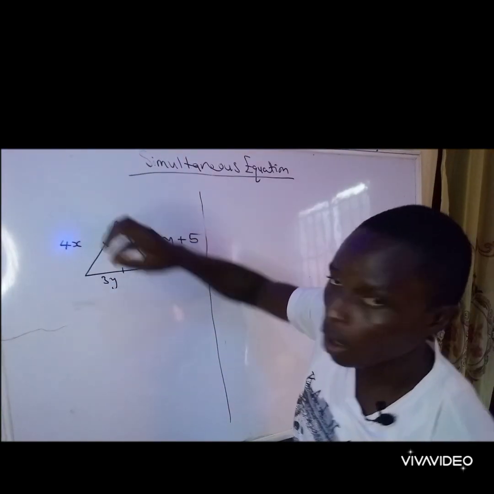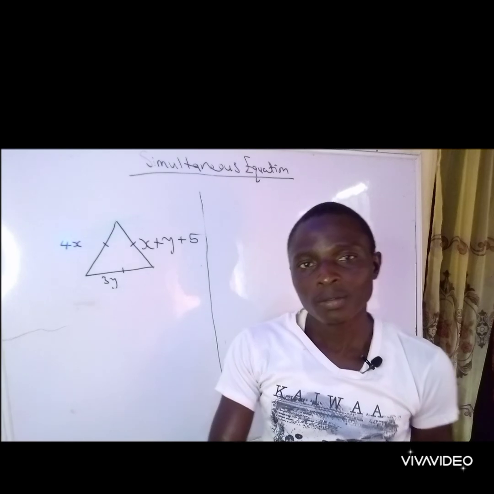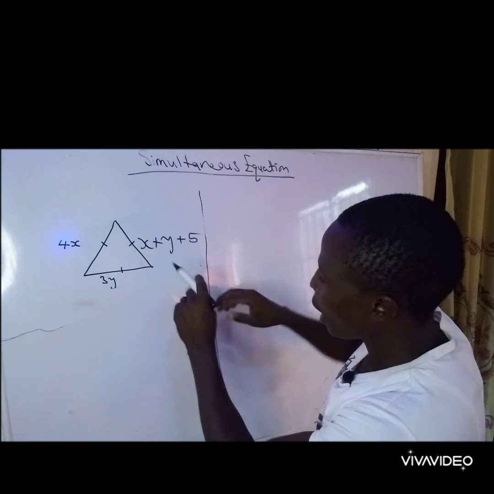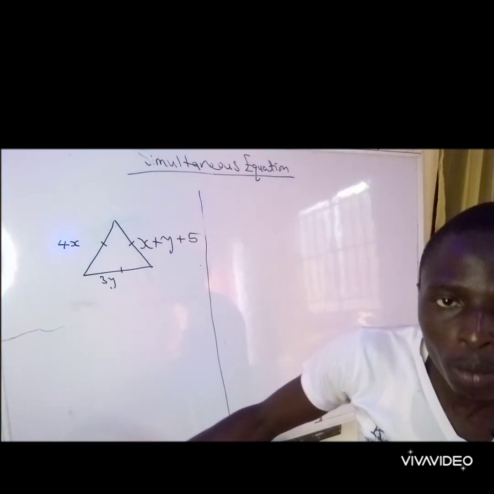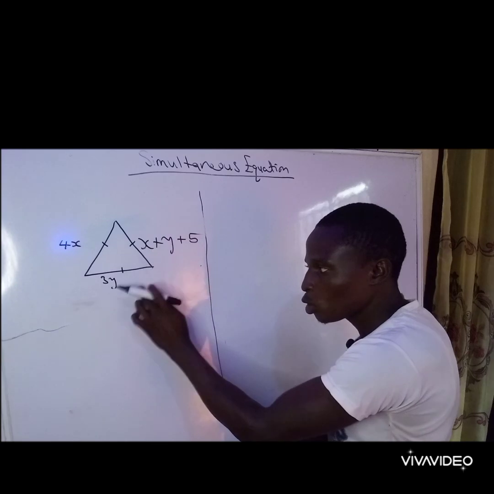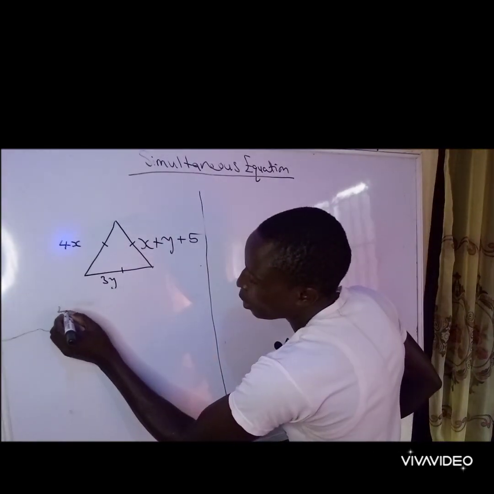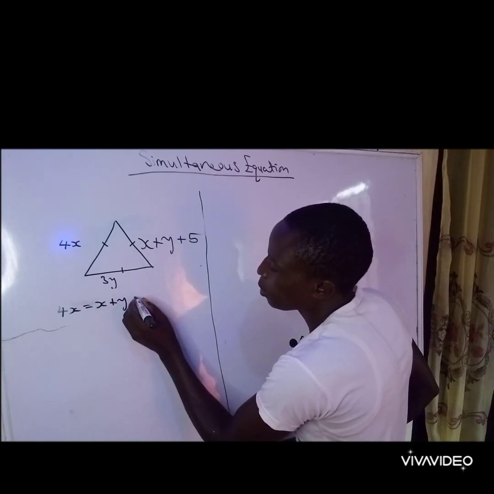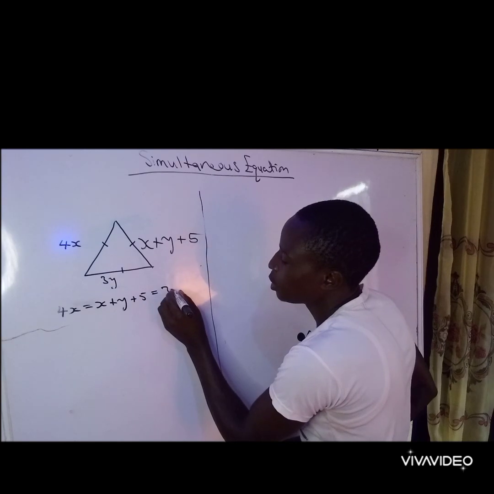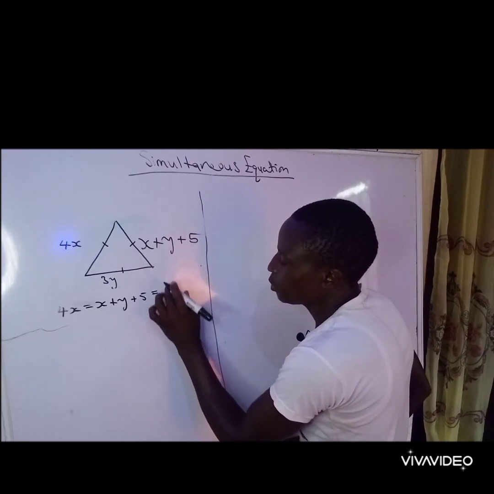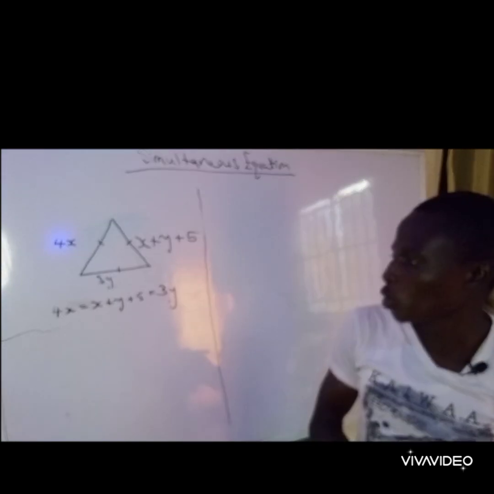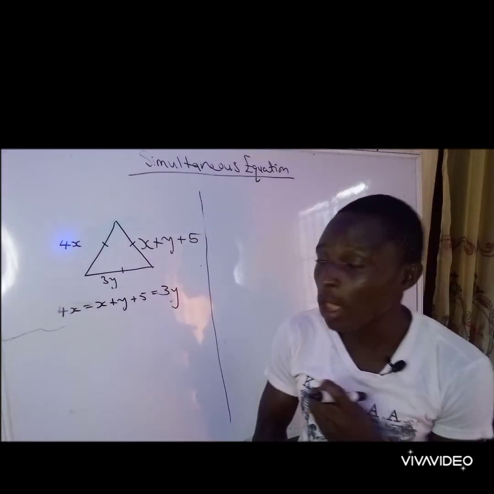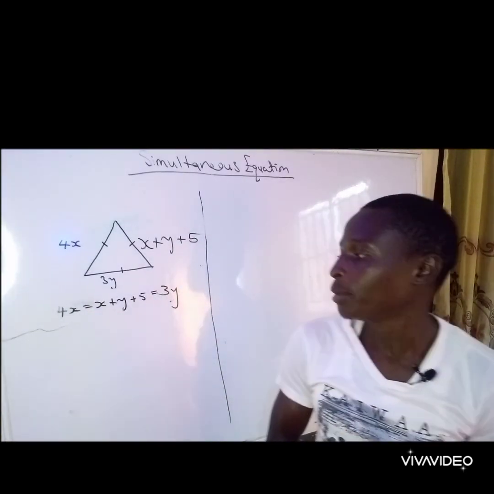So if this is an equilateral triangle and all the 3 sides must be equal, that means this side and the other side must also be the same. That means this is equal to this, is also equal to this: 4x is equal to x plus y plus 5, is equal to 3y. This question you are seeing on the board happens to be one of the questions that appeared on a WAEC question paper some years back.